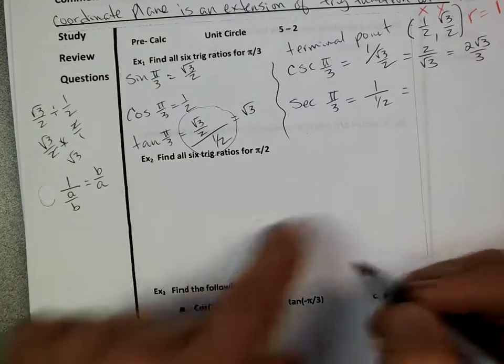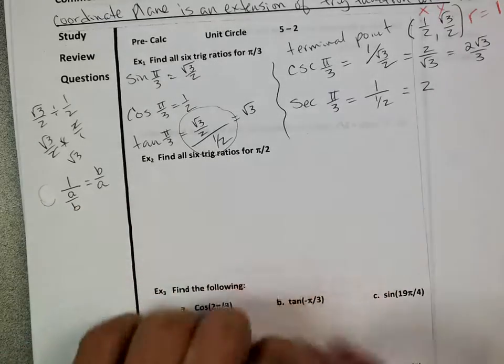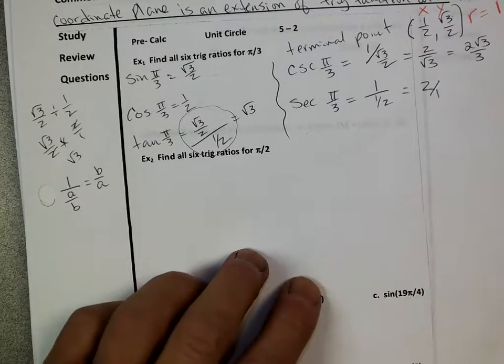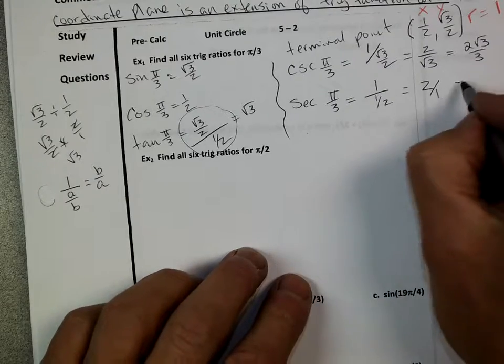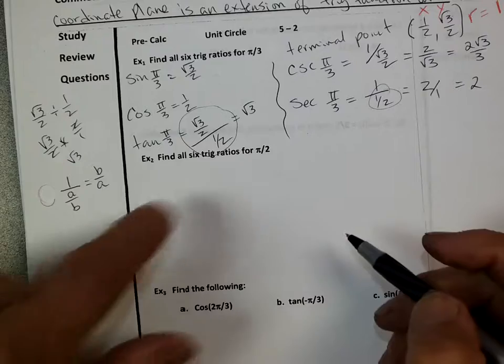I'm going to flip that. 1 over 1/2, same thing as 2 over 1, or 2. I don't need to rationalize that because there's no square root, so I just flipped it, 2 over 1. Oh, you can put the 1 there if you want to, but 2 is good enough, right? I just flip my fraction, right? 1 over a fraction just flips it over, okay?